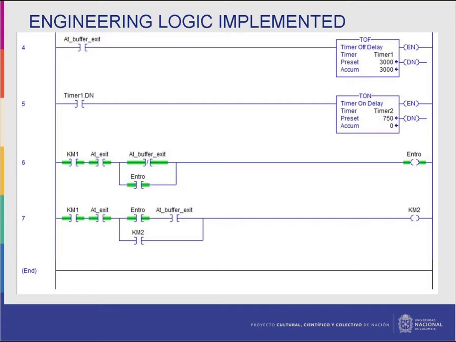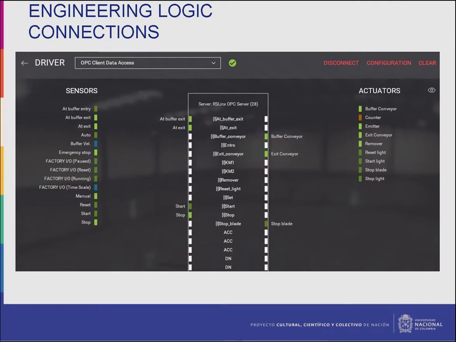After the timers are activated, we created a variable which represents if a box is in the second conveyor. It activates when the box passes through the stop blade and deactivates when it leaves the conveyor. This allows us to control the first conveyor and the stop blade in the process. The communications between the sensors and the actuators are configured thanks to the OPC server. To make the connections easier, we made sure that the tags created on Studio 5000 had the same names as the sensors and actuators on Factory IO.